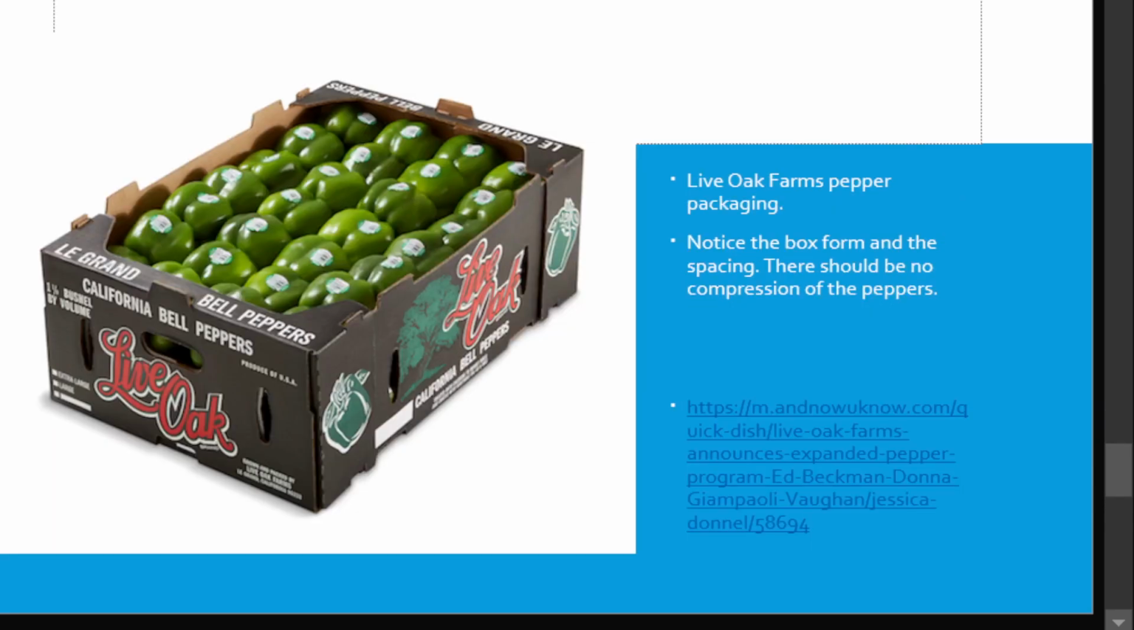So this is an example of pepper packaging. You can see they're all very close together. That could lead to a little bit of mechanical damage if they do bump against each other, but we can see with this box that looks very sturdy, and there's a bit of space between the peppers and the top of the box, so you could easily stack those with minimal compaction, if any.